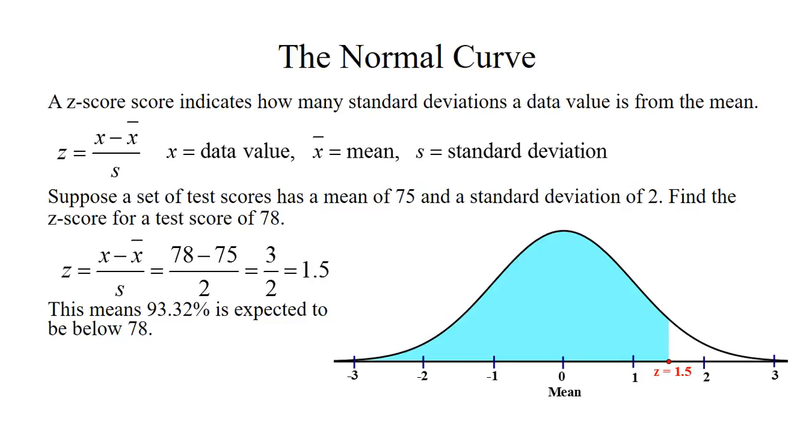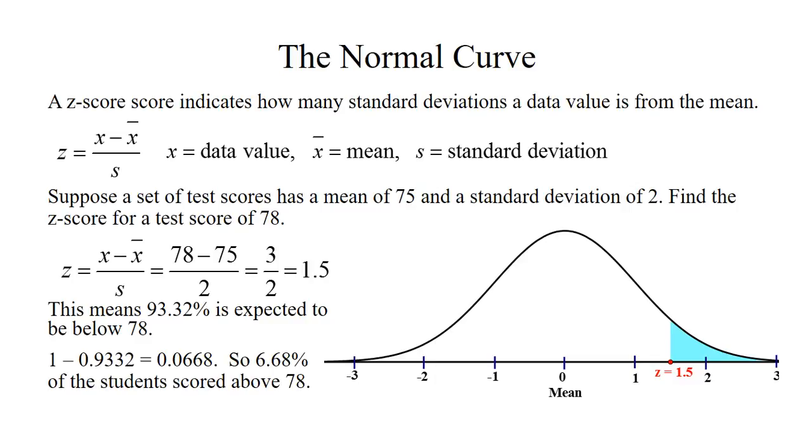Now we could also find what percent are expected to be above 78%. So it makes reasonable sense that we would just do 1 minus because the area under the curve is 1. So 1 minus the 0.9332 gives us 0.0668, or 6.68% of the students will score above 78%, which is reasonable since 93% are scoring below. Let's look at another example.